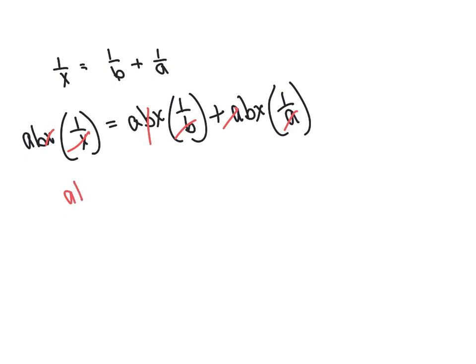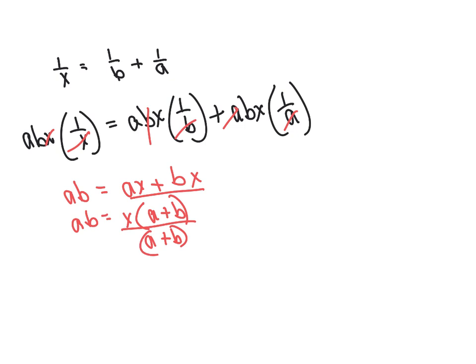I end up with ab equals ax plus bx. So again, I'm trying to isolate the x. I'm trying to find x. So I've got that. I'm going to factor out common x's. And then I divide both sides by a plus b, because that whole parenthesis is being multiplied by the x, so I can divide both sides. And this cancels with that, and I've got x equals ab over a plus b.